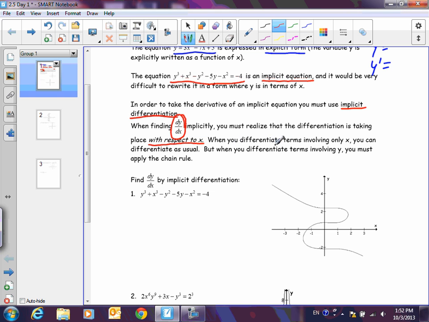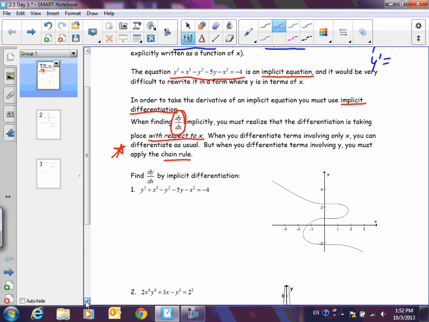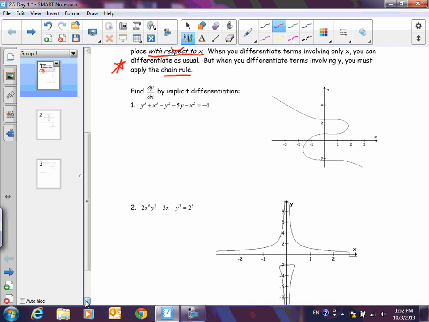So it says when you differentiate terms involving only x, you just differentiate as usual. So we're going to treat x the same as we treated it this whole time. But when you differentiate terms involving y, we're going to use the chain rule. Okay, so let me go ahead and do an example.